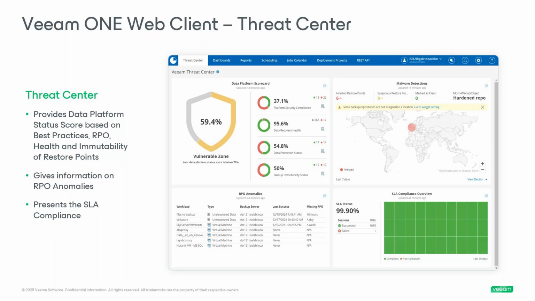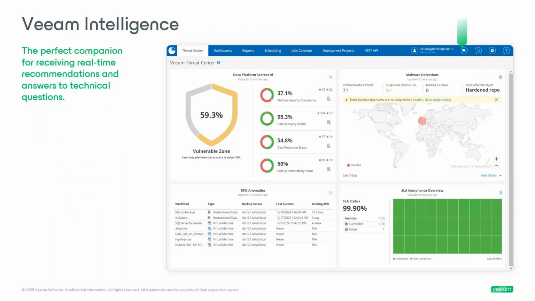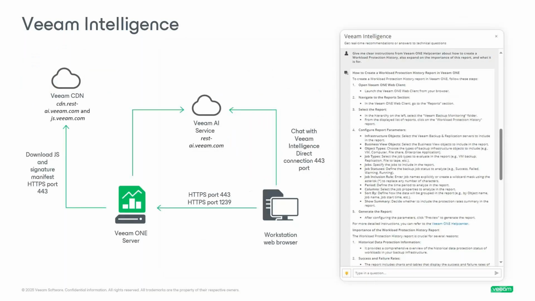Veeam Intelligence is essentially our Veeam AI, a perfect companion for receiving real-time recommendations and answers to technical questions. It pulls data from our official knowledge bases and documentation, as well as the Veeam ONE database that's specific to your environment, so that's pretty helpful. For the requirements, from the Veeam ONE server, and if you're accessing from the web browser, you'd need internet access out over port 443 to reach the REST AI API and the content delivery and so forth.